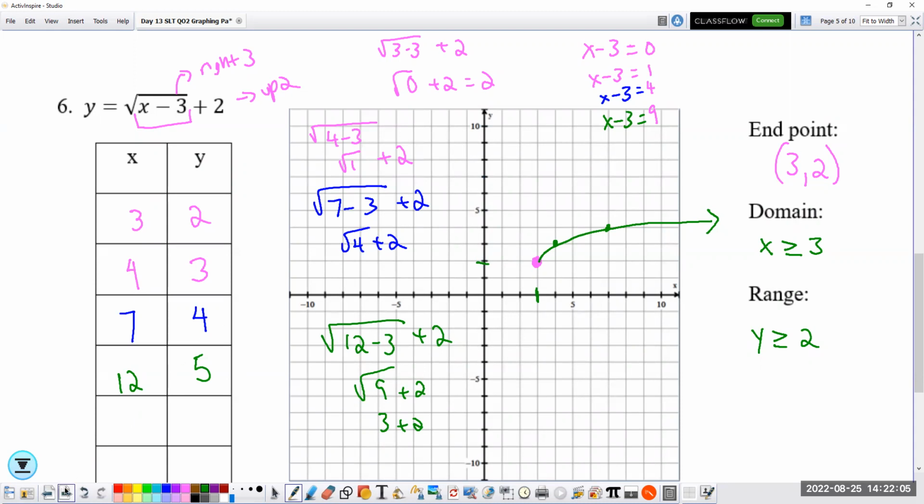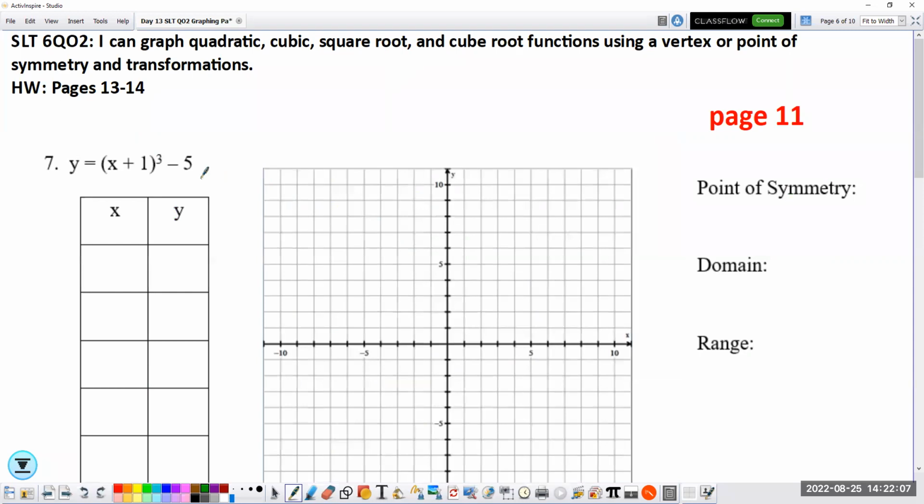Let's take a look at number 7. So I want you to pause the video and think, what are the transformations? What is the parent graph? Hopefully you thought the transformations are left 1, down 5, and it's a cubic. So if a cubic does not have a vertex, it does, however, have a point of symmetry.